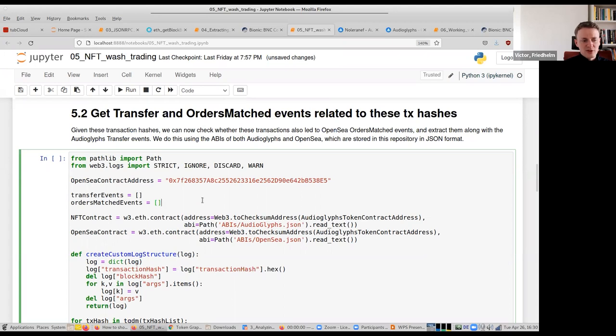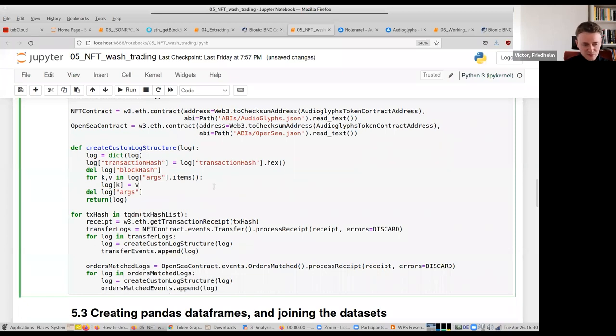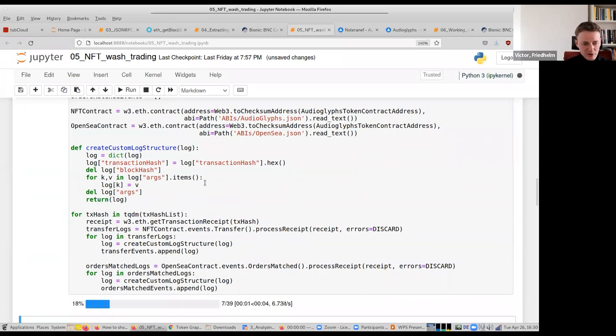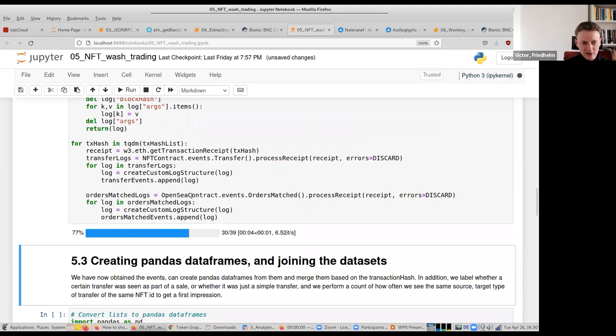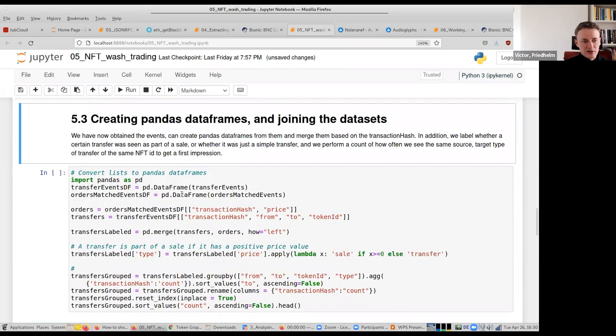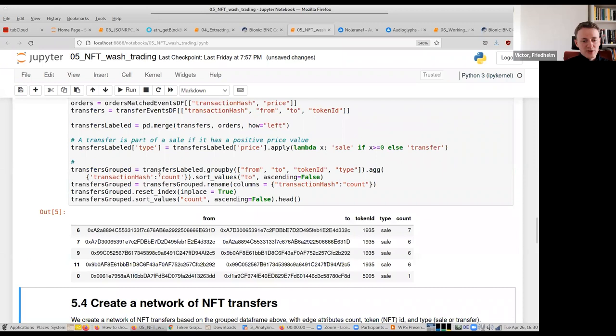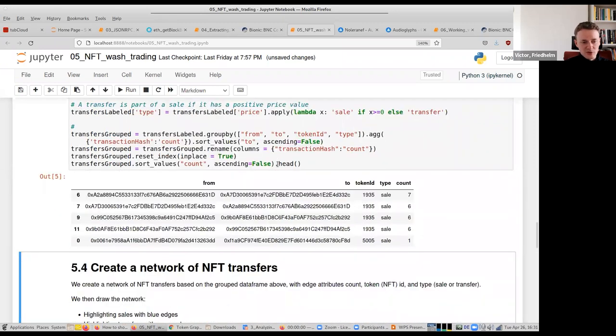So we'll be doing this quite similar to how we did it in the previous exercise. We'll be specifying an OpenSea contract address. We'll be loading the application binary interfaces and then create our custom log structure. And then for each transaction hash of the 939, get all the events that were contained in there. And so then we can create a pandas data frame again out of this and join the two data sets. So what we end up with then is that we can look at, and I've just printed the head here.